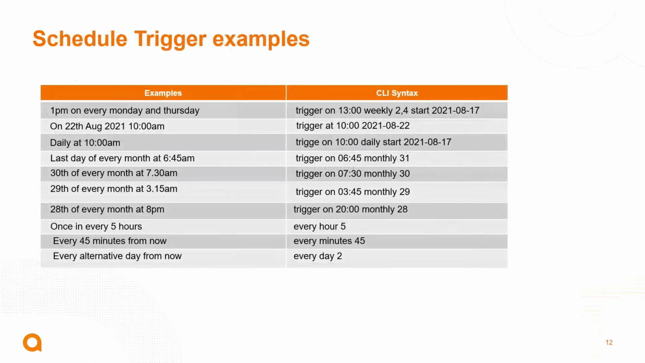So these are some more examples from the AOS switch, which people requested. You can directly use these while you create your schedule, just using the CLI syntax. Let's consider you want to run at 1 p.m. on every Monday and Thursday. This is how you create the trigger at 1 p.m.: weekly 2 and 4, start from today. Every example, you can clearly see from the CLI syntax with the examples.